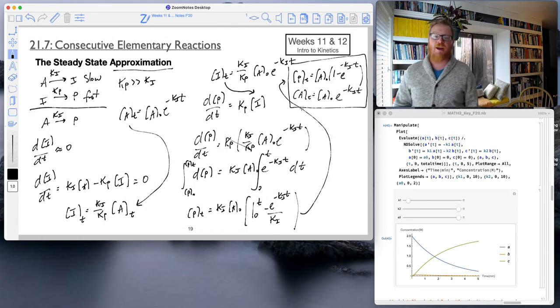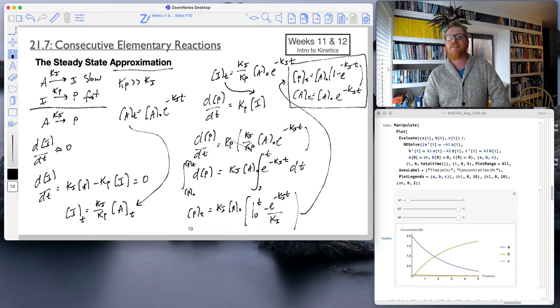And we also note here that these are nice, simple first-order expressions. So when we see a first-order production, it's always going to be 1 minus e to the minus kt. And when we see a first-order decay, it's always going to be e to the negative kt. Okay? So beautiful. So that wraps it up for our Intro to Kinetics section.